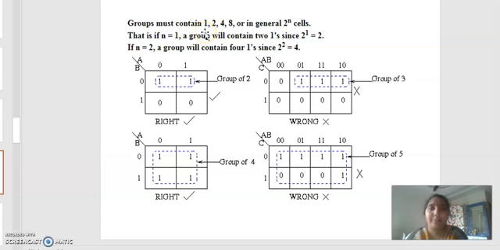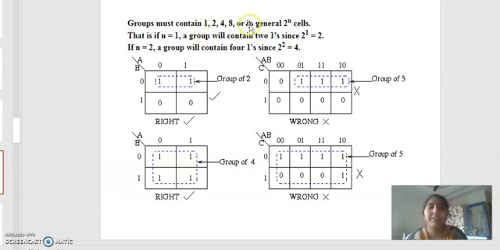The group must contain 1, 2, 4, 8, or any value which can be written as a power of 2. That is, if n equals 1, the group will contain 2 ones. If n equals 2, the group may contain 2 power 2, that is 4. While grouping, suppose it is a 3 variable K-map, first we have to check whether the group contains all 8 ones. If it does not contain 8 ones, then we group the 4 ones. Then we go for grouping 2 ones. Then we consider a single one.